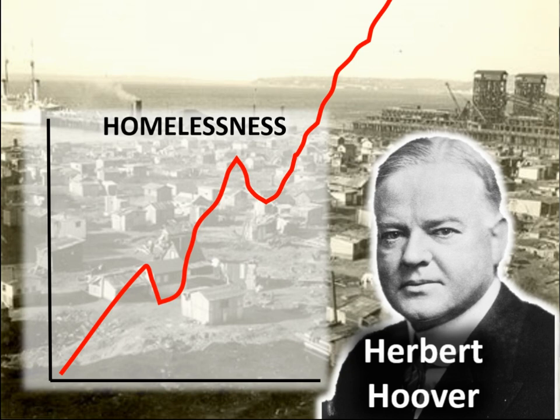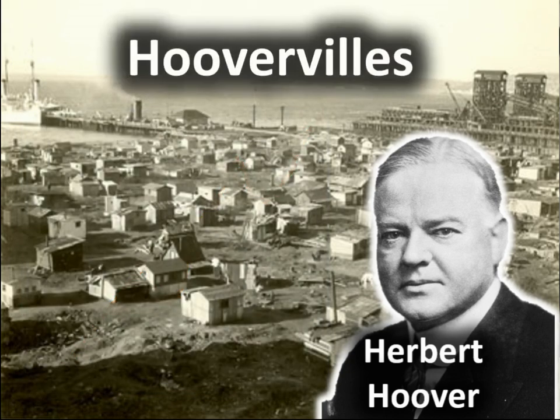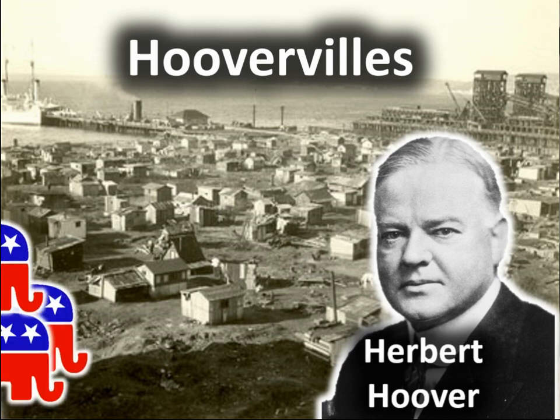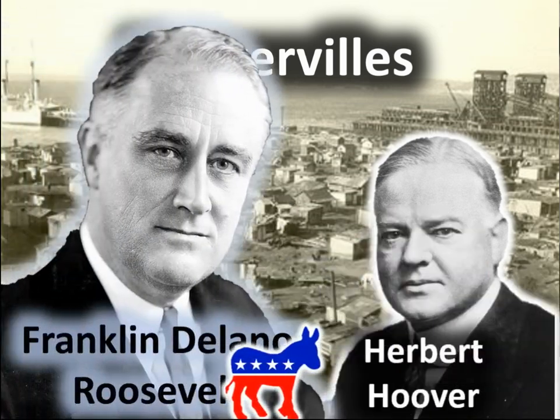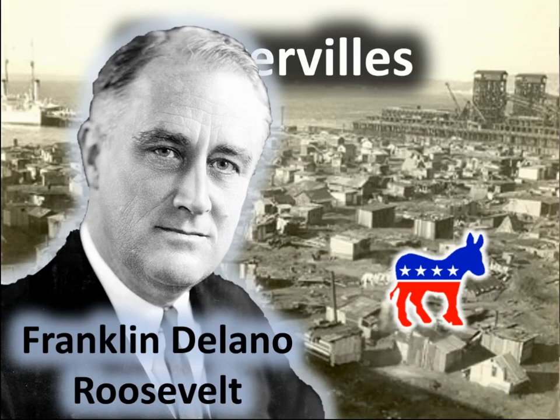Without jobs, many people were unable to keep their homes and had to resort to living in slums. These slums were nicknamed Hoovervilles, reflecting the blame many Americans placed on President Hoover and the Republican Party for the Depression. By 1932, Hoover and his Republicans were punished by voters for allowing the situation to get so bad. In that year's election, voters overwhelmingly picked the Democrats and their presidential candidate, Franklin Delano Roosevelt.